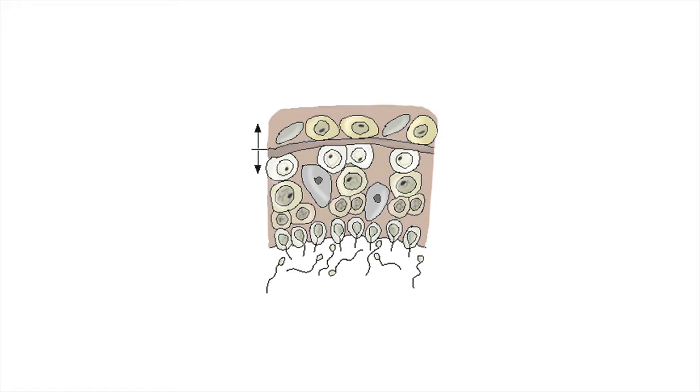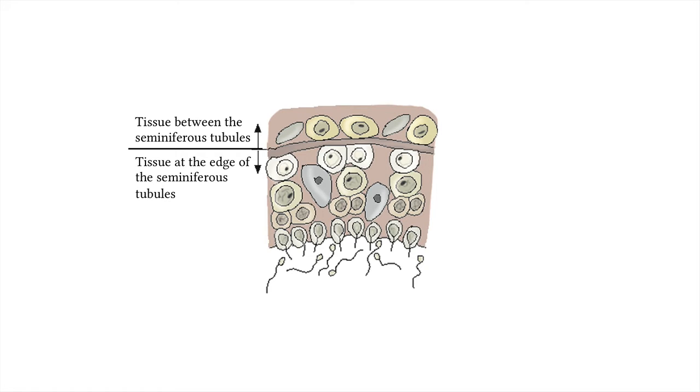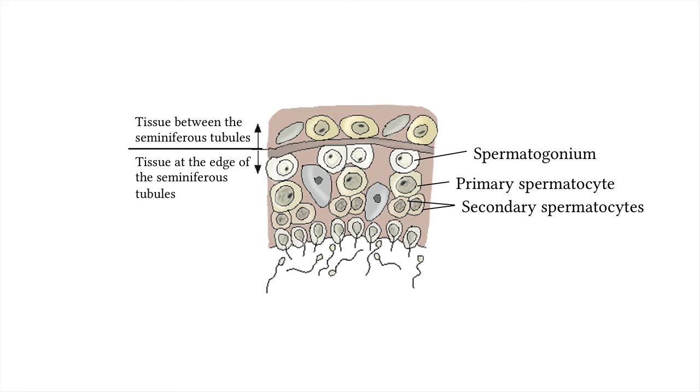Look at this image. This section represents tissue between the seminiferous tubules, and this is the area of the edge of the seminiferous tubules. Diploid cells, called spermatogonia, first undergo mitosis. One of the two cells that results from this mitosis remains a spermatogonium, but the other becomes a primary spermatocyte. This is the cell that will undergo meiosis. Now, a primary spermatocyte still has 46 replicated chromosomes. It will undergo meiosis I, forming two secondary spermatocytes.